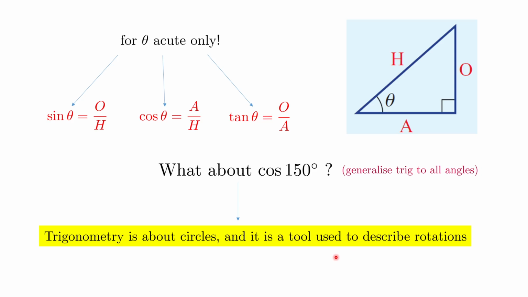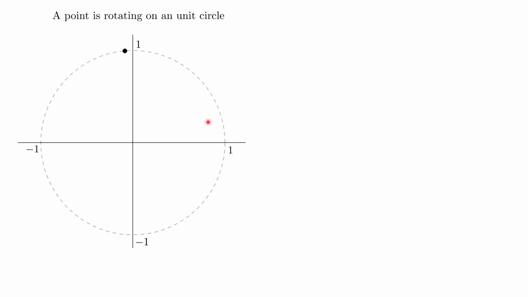Okay, so let's see a rotation situation. Let's say we've got a point that's rotating on a unit circle like this. First, just the notion of unit circle. What that means is just the circle centered at the origin, and it has a radius of 1. A key question you want to be able to answer is, as this point rotates around this unit circle, how do we keep track and describe the location of this rotating point?